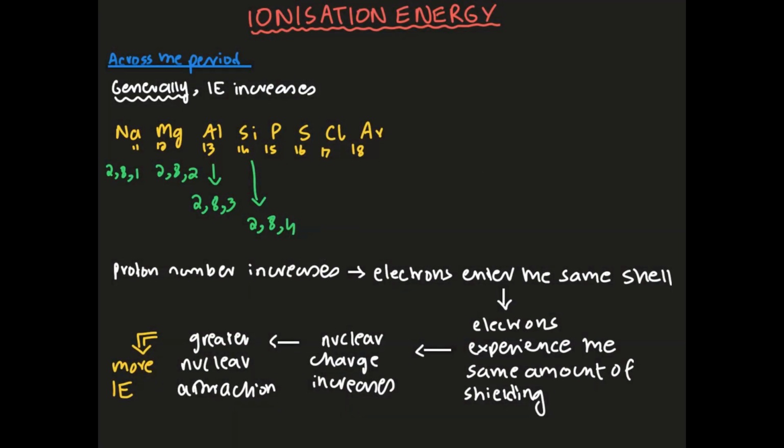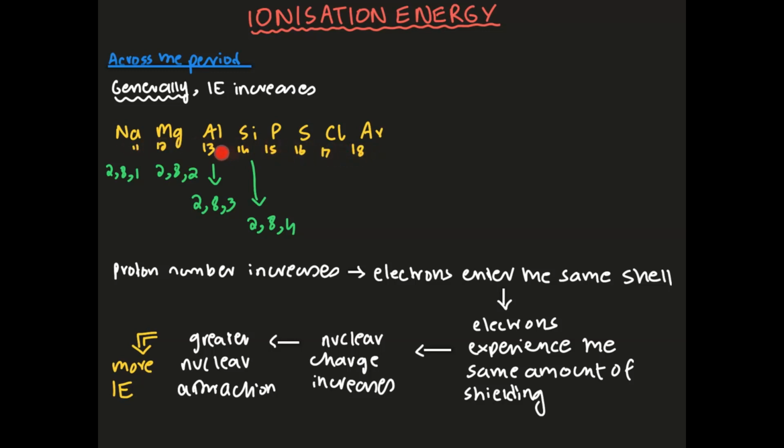Hi guys, so in the previous video we talked about ionization energy, what it is, and we also discussed two of the trends in ionization energies, which is successive ionization energies and ionization energies down the group. Now in this video we're going to be focusing on ionization energies across the period. Now generally ionization energies increase. However, there's an emphasis on the word generally because there are going to be some exceptions and we're going to talk about those later.